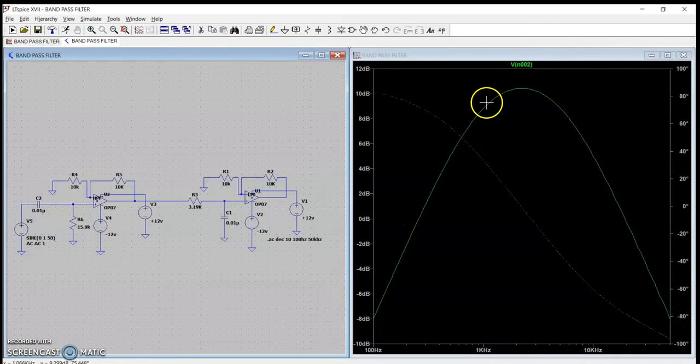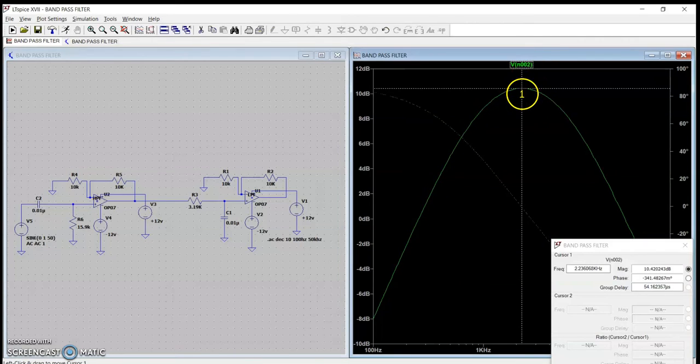Theoretically we know our lower cutoff frequency is 1 kilohertz and our higher cutoff frequency is 5 kilohertz. How can we find it out practically? Just click on this one, then the cursor will appear. See here our maximum frequency. To calculate the lower cutoff frequency, we take the maximum magnitude minus 3 dB. Our maximum magnitude is 10.42, something is written here, right? When you subtract 3 dB, you're going to get 7.4.